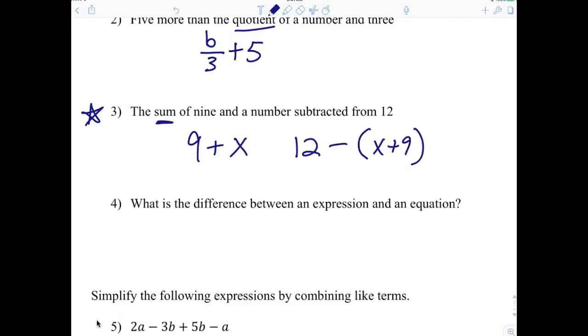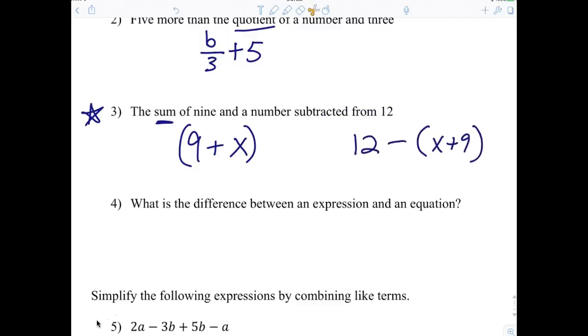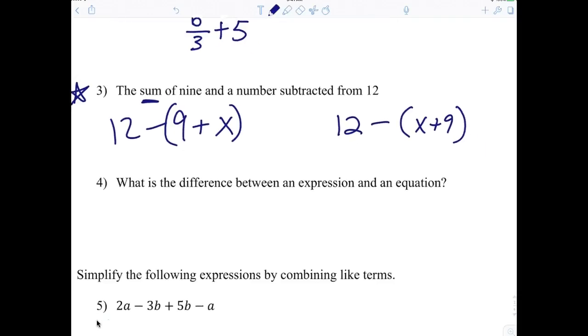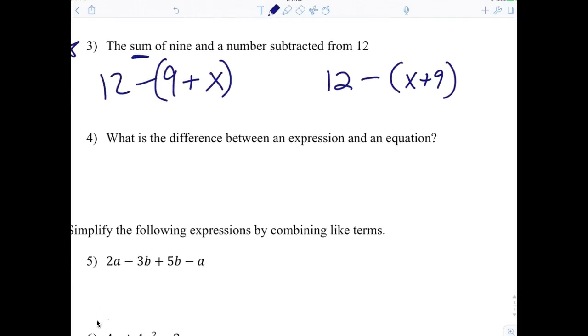So we just scratch the first 9 plus x. Well, I was just simply showing you, I would write that first, right? If you wanted to, I just wrote it again. You're right, I could have just put the 12 in front here and said 12 minus that. But I was kind of doing it step by step. All right, number 4, go.